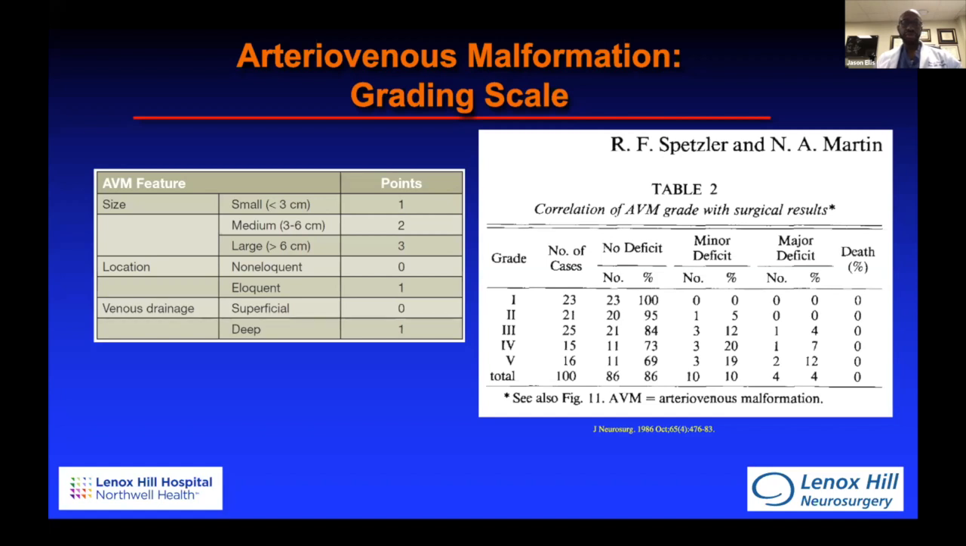The location, whether they're in non-eloquent versus eloquent brain. Those in eloquent brain get a higher score, and it also describes the venous drainage, whether it's superficial or deep. Deep venous drainage gets a higher score. The highest grade you can get is a grade 5, that being a large AVM greater than 6 centimeters, located in eloquent brain and having deep venous drainage. So that would be a grade 5 lesion.